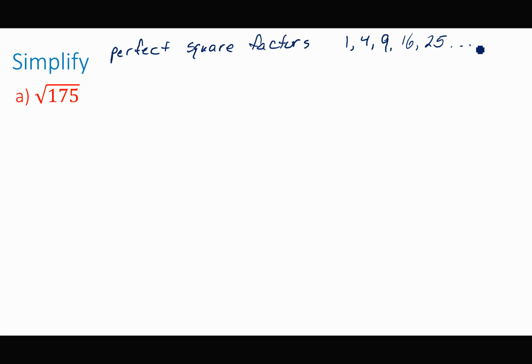Okay? So again, this is 1 squared, 2 squared, 3 squared, 4 squared, 5 squared, and we could keep going on. So when we simplify with numerical radicals, we're trying to check to see if there's a factor that is a perfect square that I can break this up to be. So 175, can I divide that by a perfect square? Or what's the largest perfect square I could divide that by?